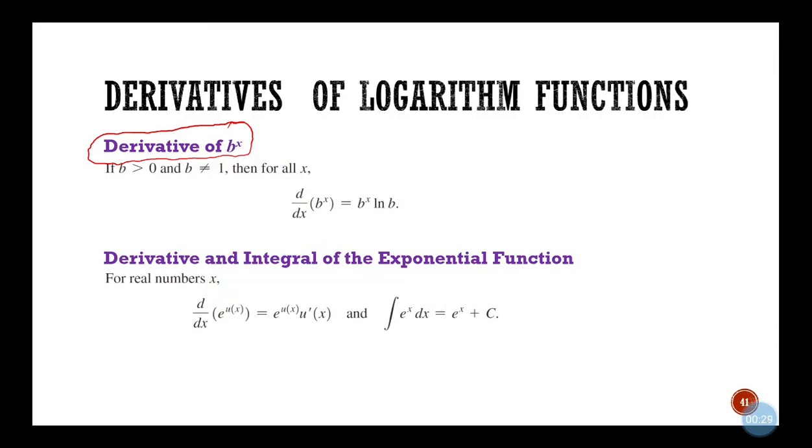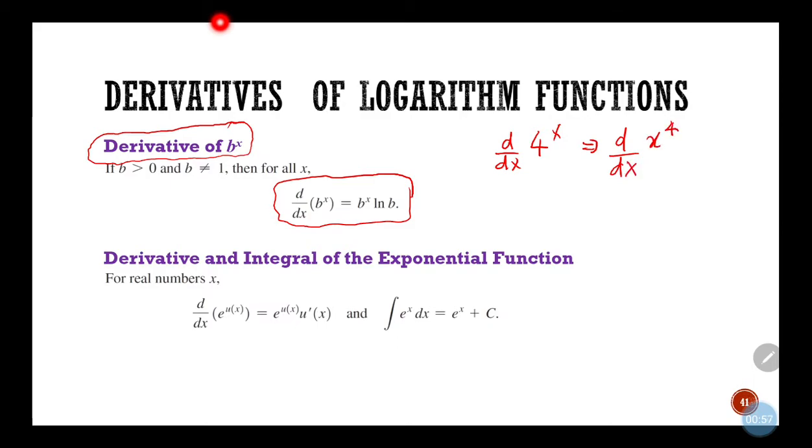So the derivative for b to the power of x is given by d/dx of b^x is equals to b^x itself multiply with ln b. Maksudnya, katakanlah soalan tu d/dx of 4^x. Okay, so kalau sebelum ni, you jangan tertukar dengan d/dx of x^4. Beza tu. So if d/dx x^4 senang je. 4 turun bawah x, then kuasa tu reduce by 1, 3.